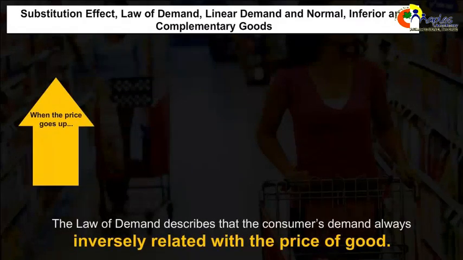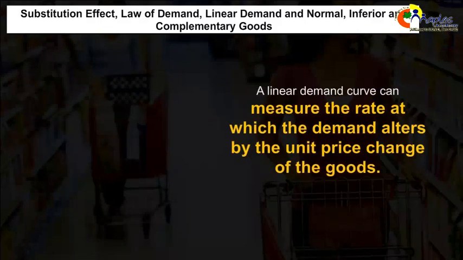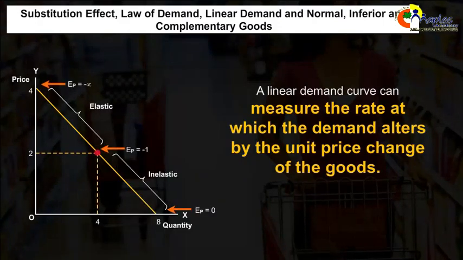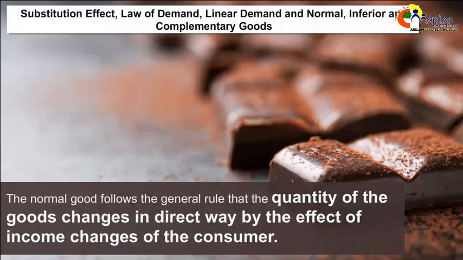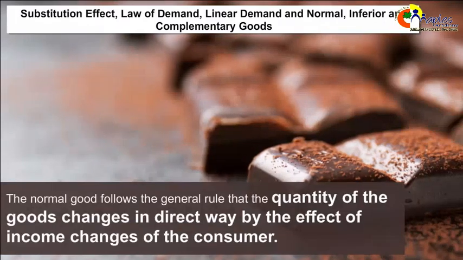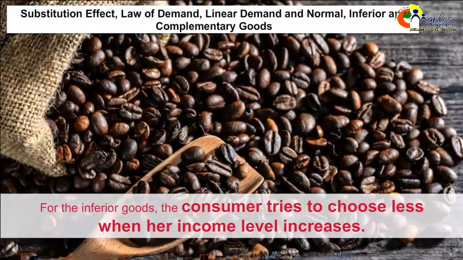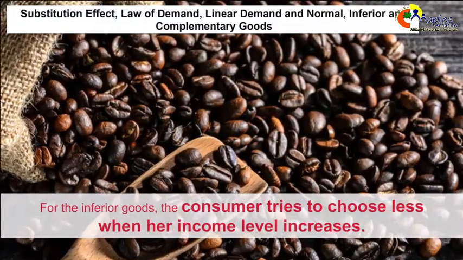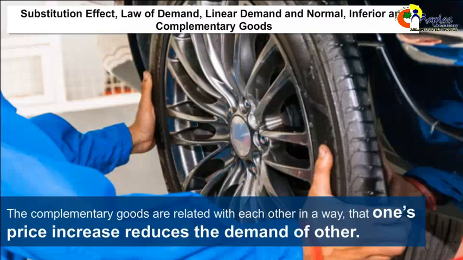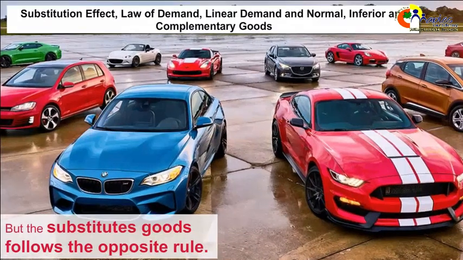The law of demand describes that the consumer's demand is always inversely related to the price of the good. A linear demand curve can measure the rate at which demand alters with a unit price change of the good. A normal good follows the general rule that the quantity of the good changes in the same direction as the consumer's income. But for inferior goods, the consumer chooses less when her income level increases. Complementary goods are related in a way that an increase in one's price reduces the demand for the other. But substitute goods follow the opposite rule.